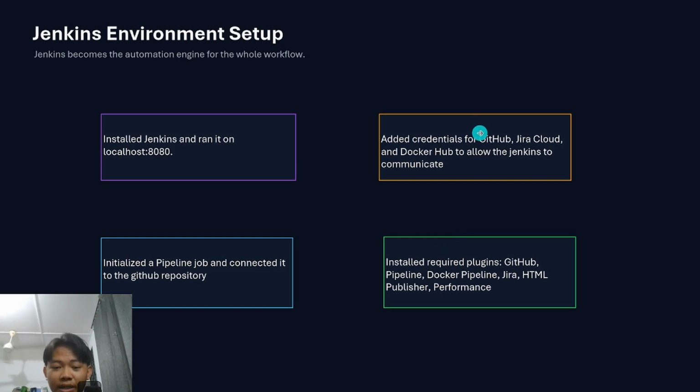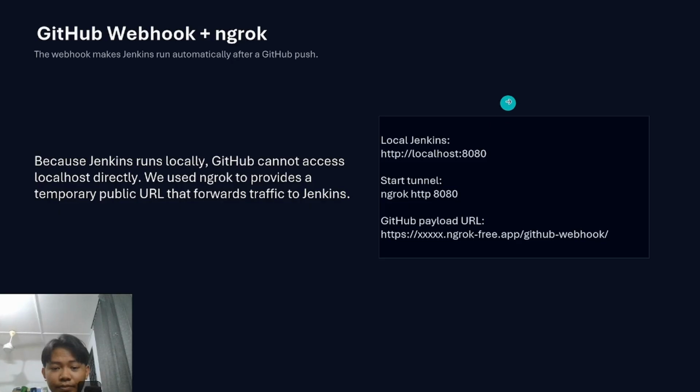After that, we add credentials for GitHub, Jira Cloud, and Docker Hub. This part is important because without the credentials, Jenkins cannot actually log in to the service or push anything. And then finally, we create a pipeline job and connect it to our GitHub repository. So now Jenkins knows exactly which project to build. Basically, after this slide, Jenkins is fully set up and ready to automate everything.